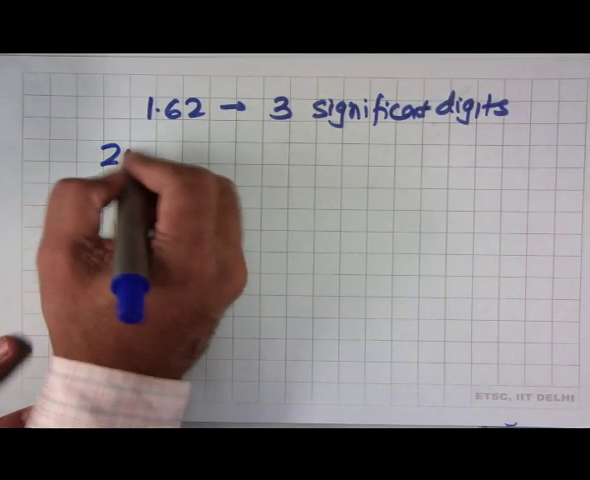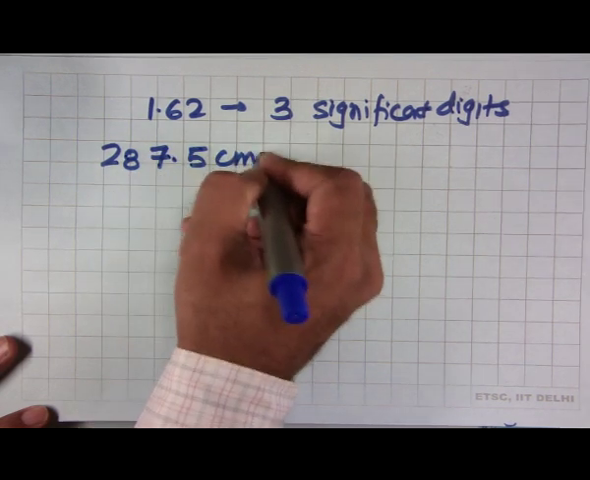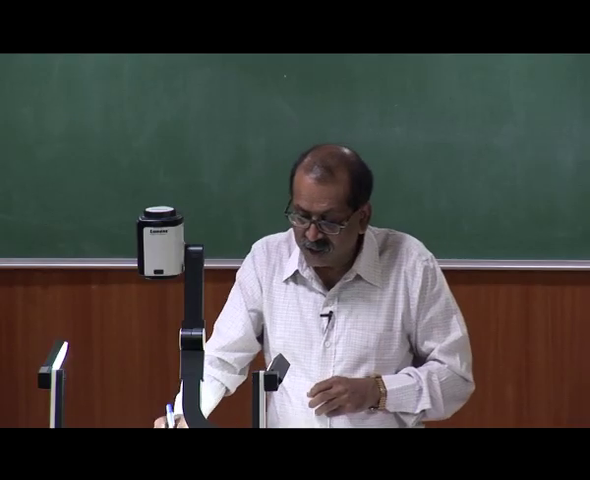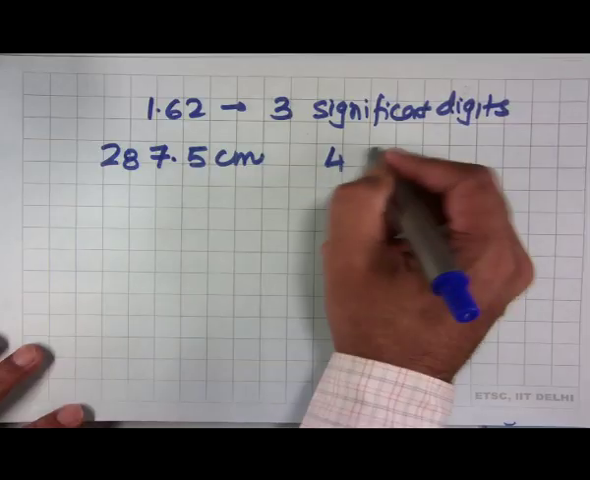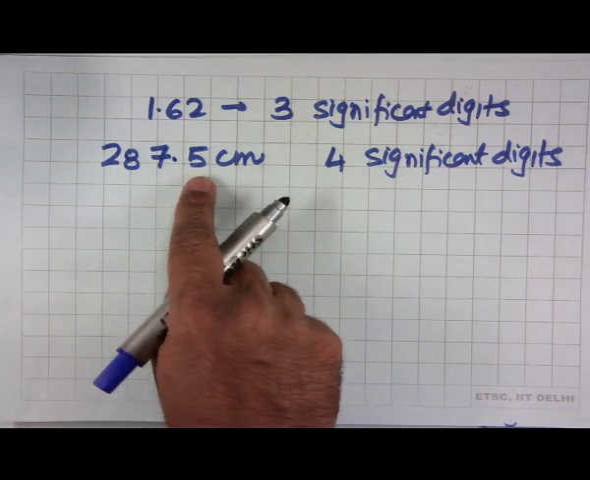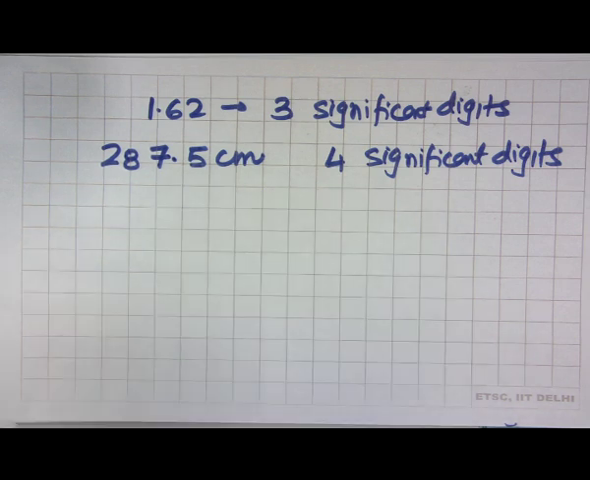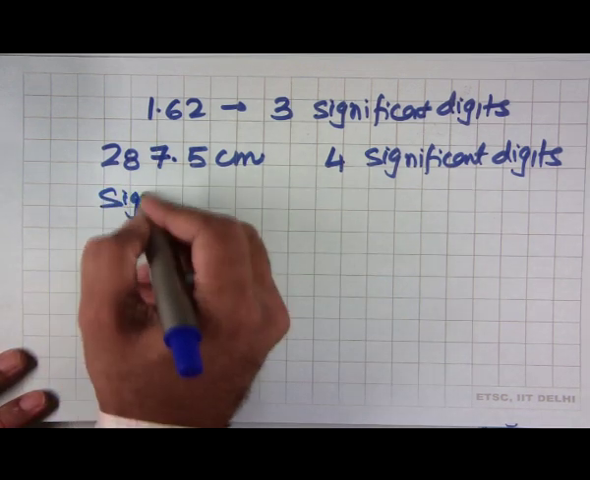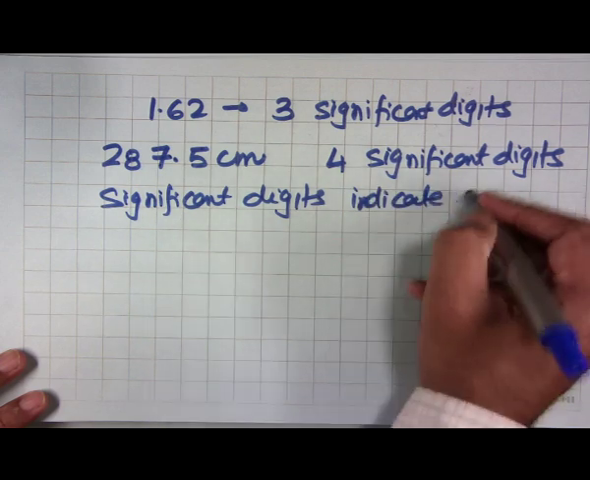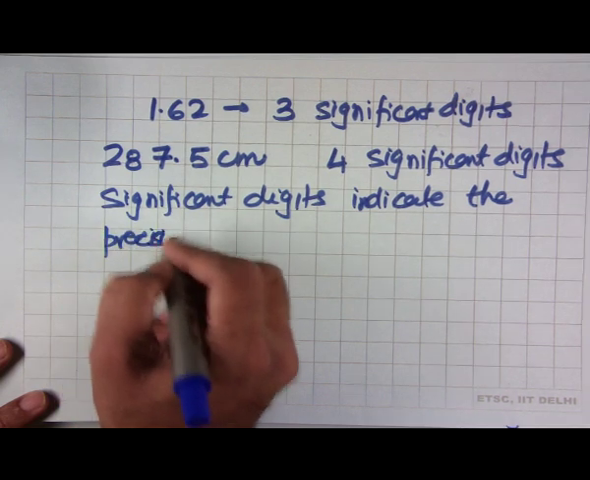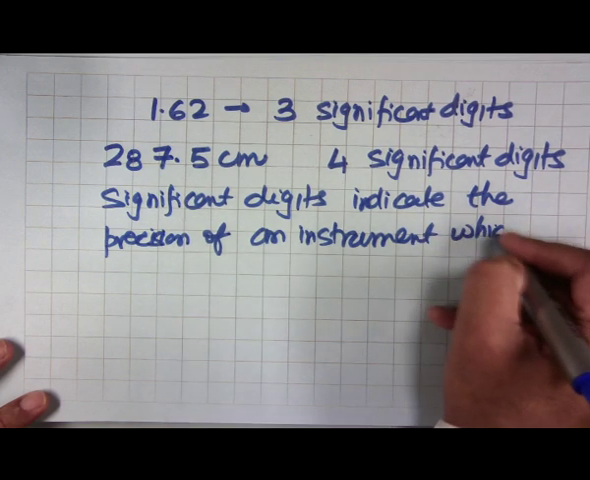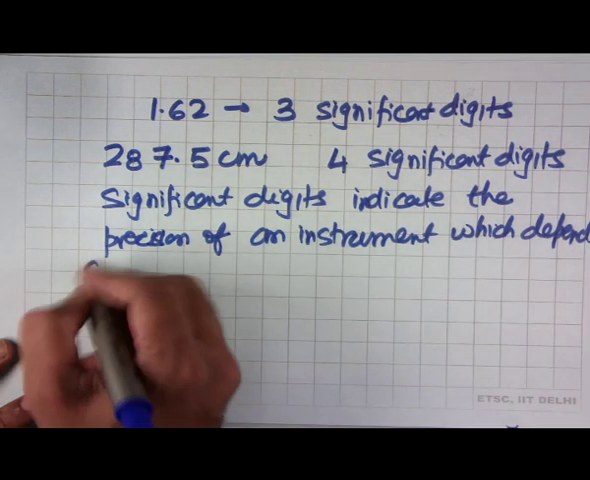We take another example, suppose we have 287.5 centimeters. This means we are taking our measurement with a ruler which has 1 millimeter graduation, we are going up to 1 millimeter. So, here we have 4 significant digits, and always the uncertainty is in the last digit. Now, the significant digits indicate the precision of an instrument, which depends on the least count.